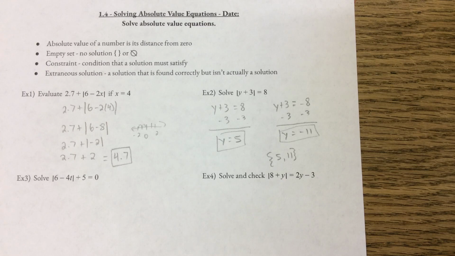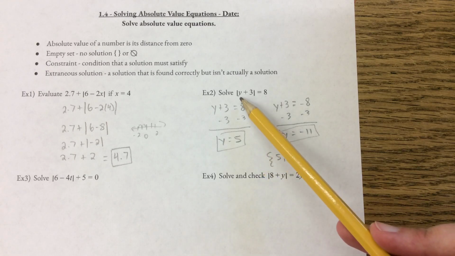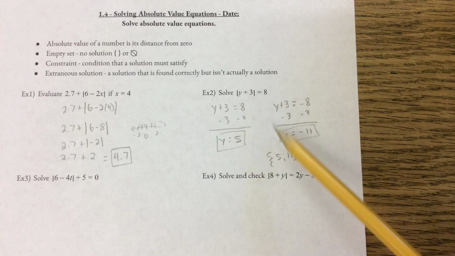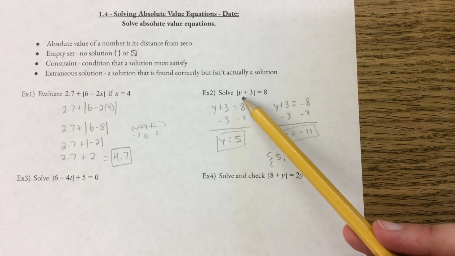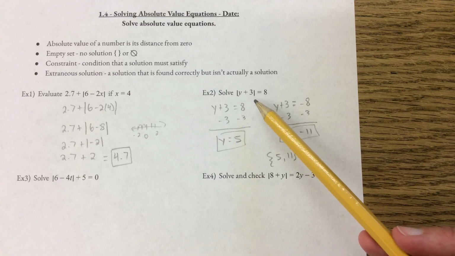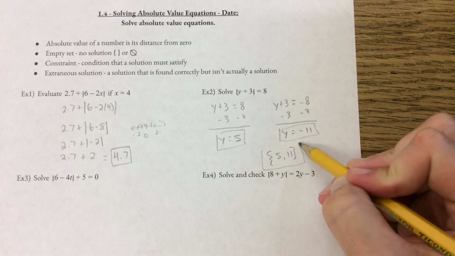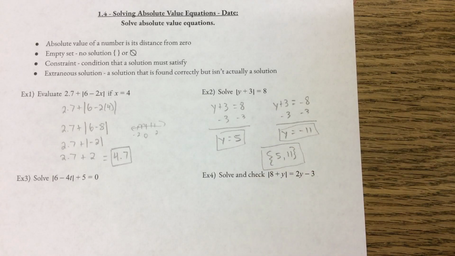And if you plugged them back in, you could check it. If I put a 5 in here, 5 plus 3 is 8. Absolute value of 8 is 8. If I put a negative 11 in there, negative 11 plus 3 is negative 8, and absolute value of negative 8 is positive 8. So those would be our solutions, both 5 and negative 11.